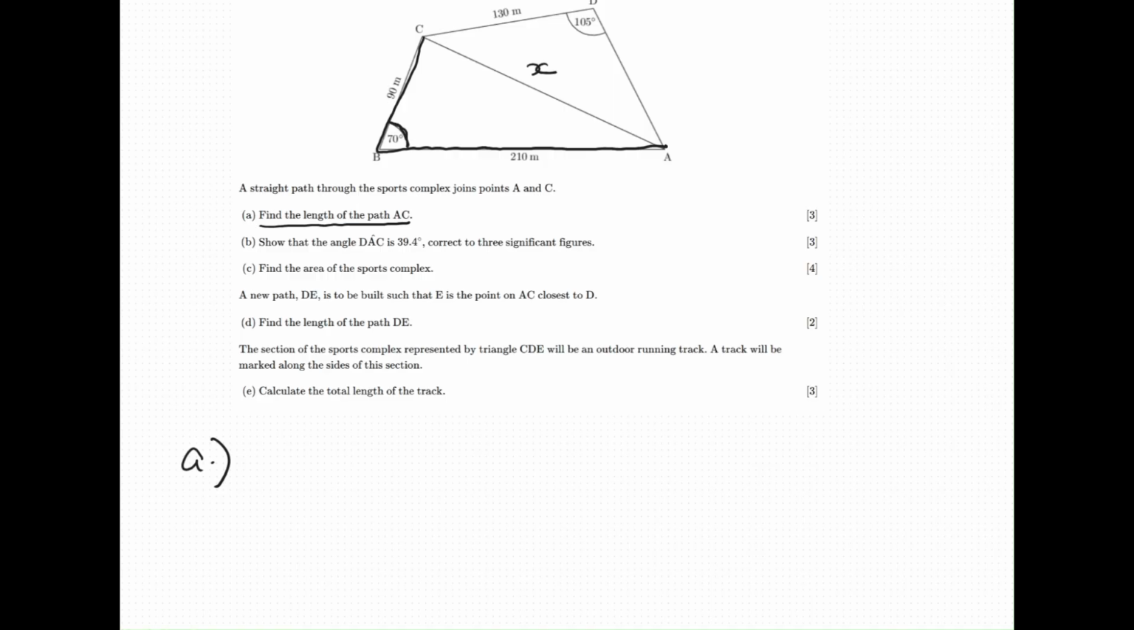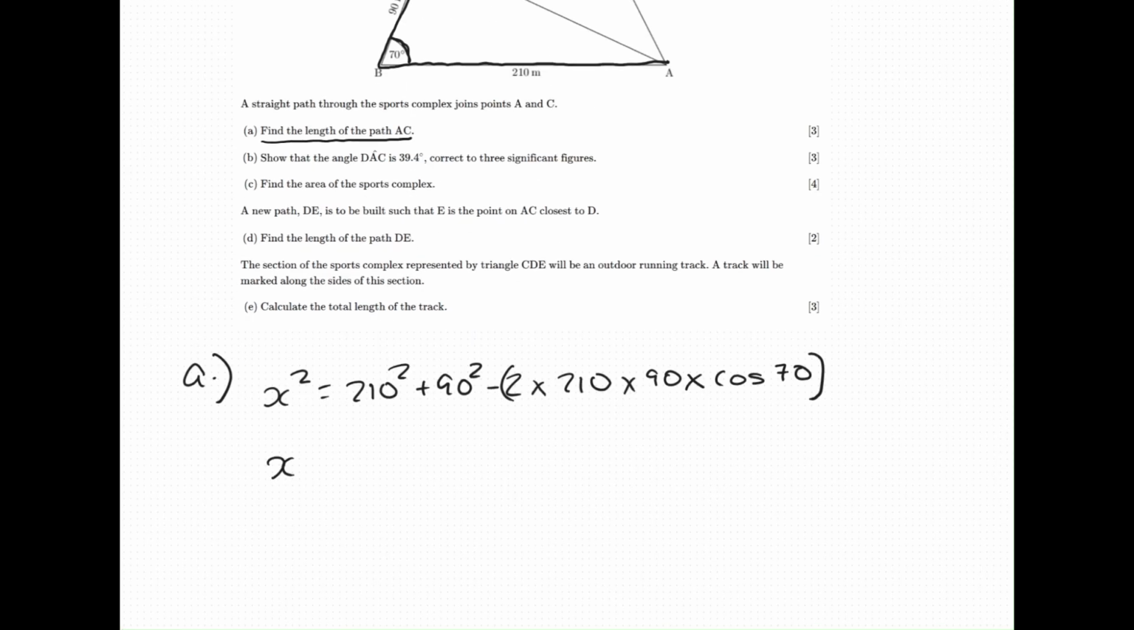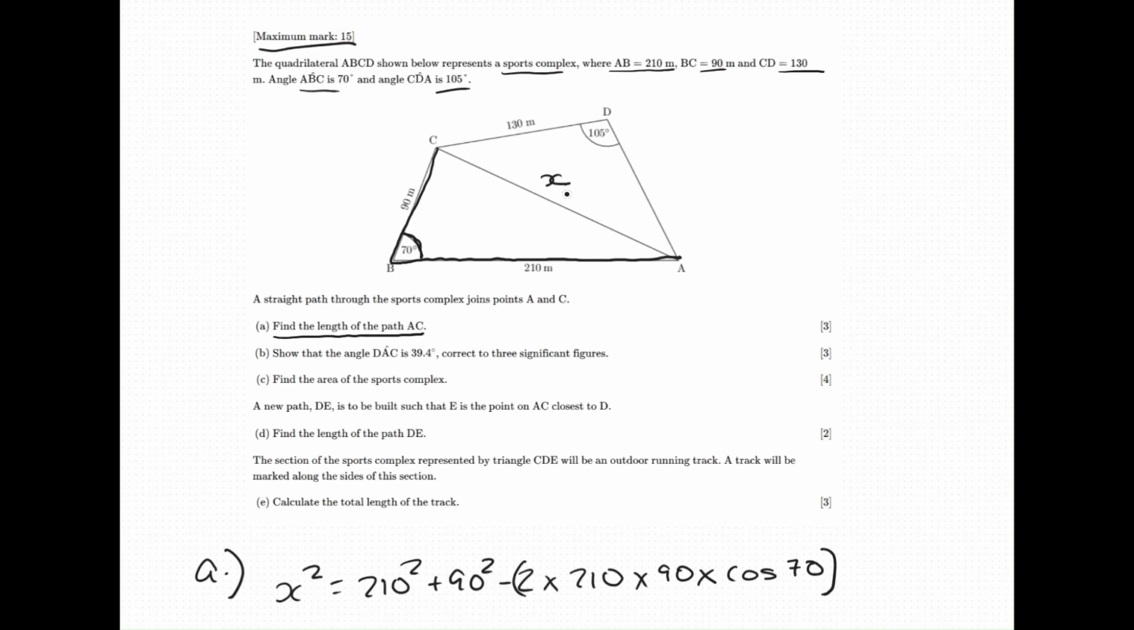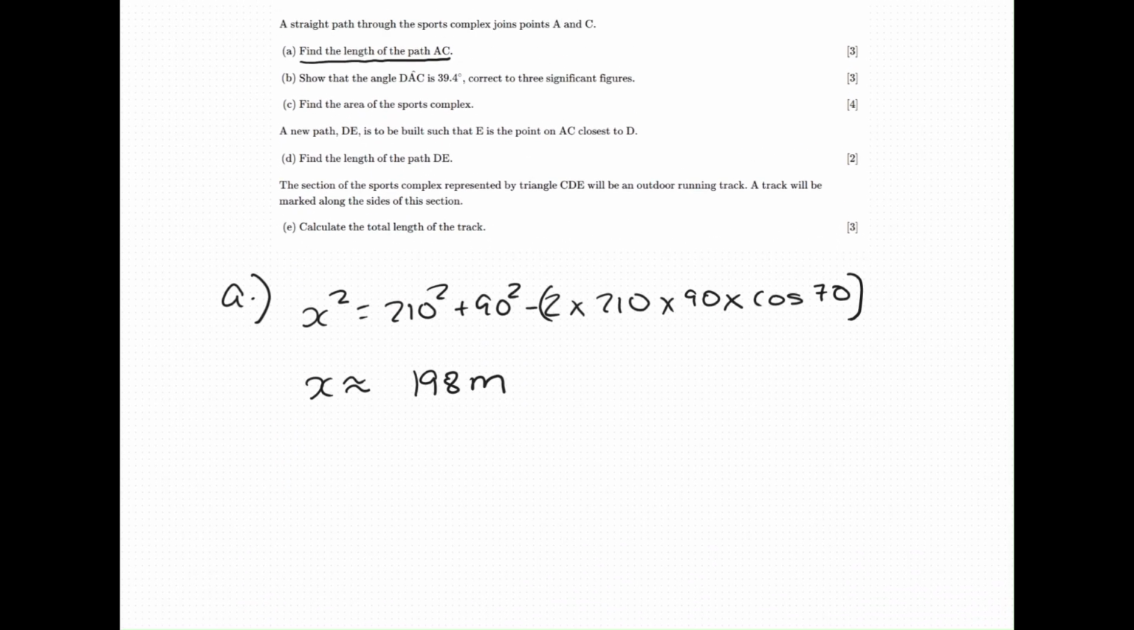So in this case we can call this x, so it will be x squared equals 210 squared plus 90 squared minus 2 times 210 times 90 times cos 70. So using this you would get x approximately equals 198 meters. So in the diagram we can label this as 198 meters. You can just put this into your calculator and it will give the answer.